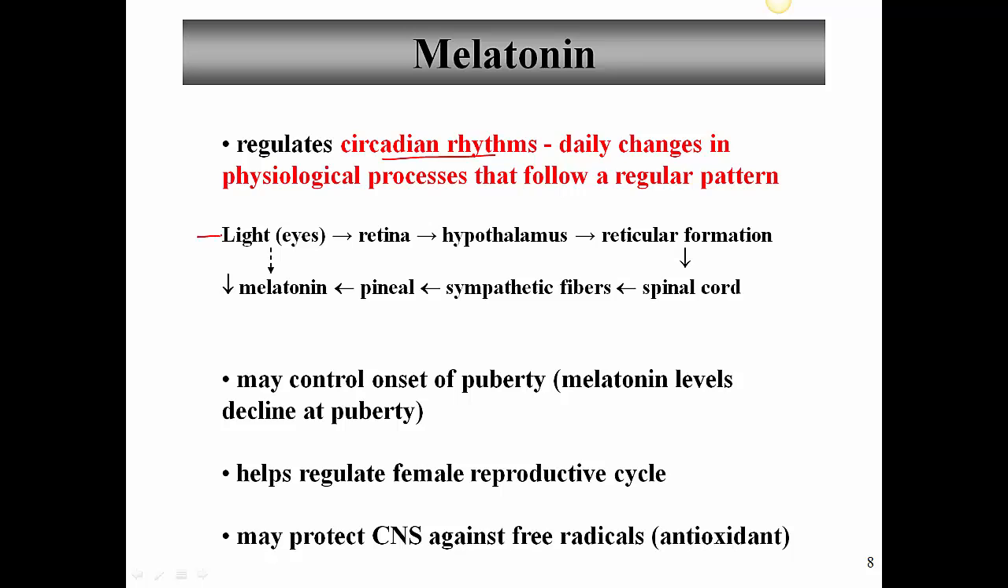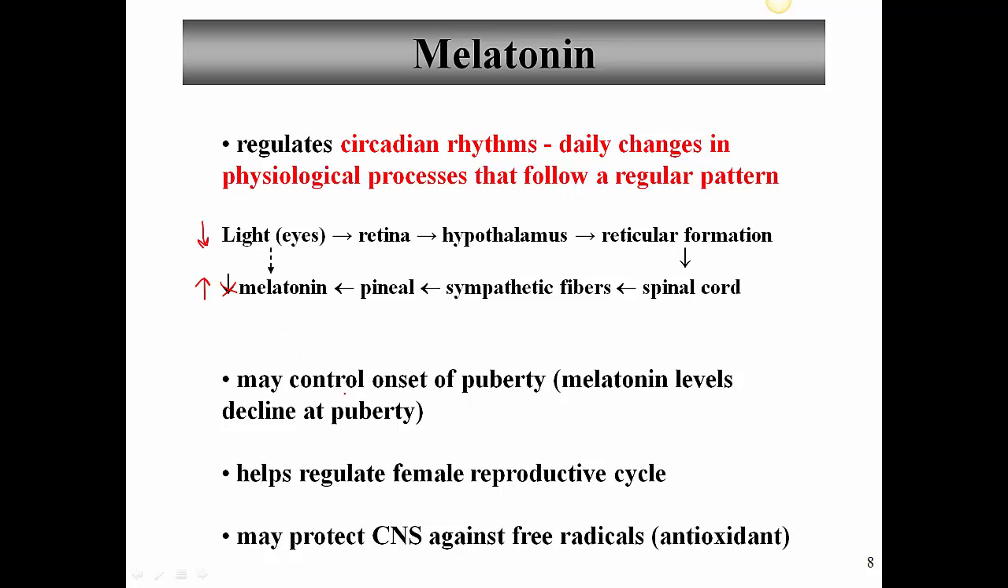And when there's an excess light in the eyes, in other words, when we have our eyes open and it's daylight outside, what that does is decrease concentrations of melatonin. And it does this through this complex pathway. Light goes to the retina, to the hypothalamus, to the reticular formation, spinal cord, sympathetic fibers, finally to the pineal, which inhibits the synthesis of melatonin. During the time when we have a decreased amount of light coming into the eyes, for example at night, what happens is we have an increased concentration of melatonin. And what melatonin does is stimulate sleep.